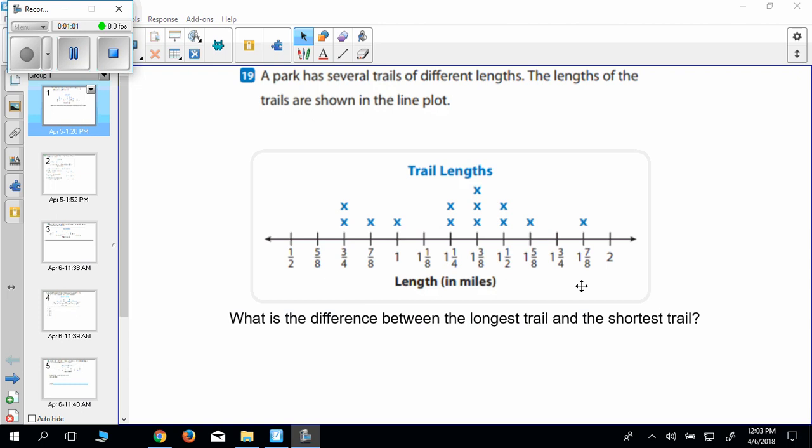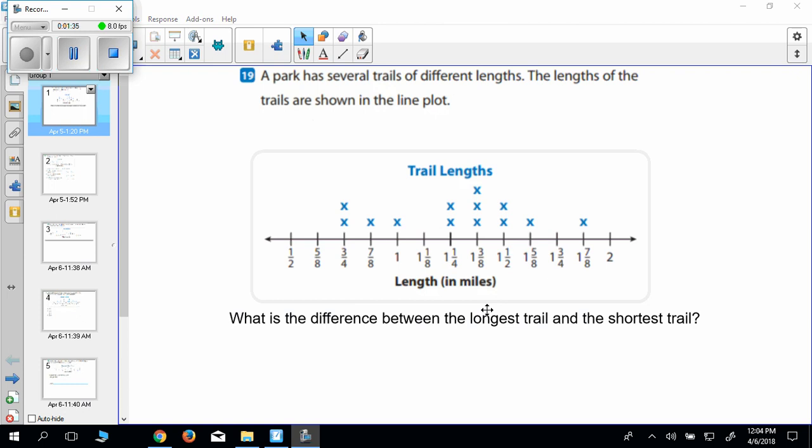So whenever you are looking at line plots, they're going to ask you questions about the line plots. Now, if they're asking which one has the most common length, they're asking which one has the most X's on it. So for this problem, it would be 1 3/8 miles because there's 3 trails that are 1 3/8 miles long. None of the others have 3. Some of them have 2, and then the others have 1.